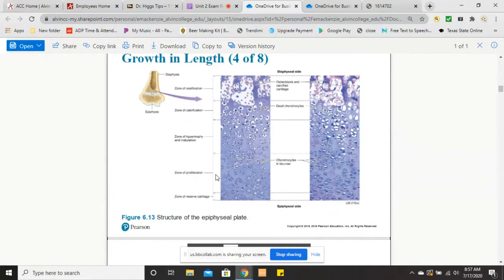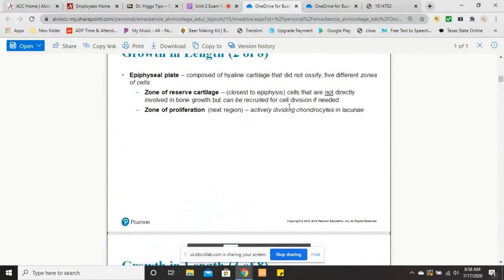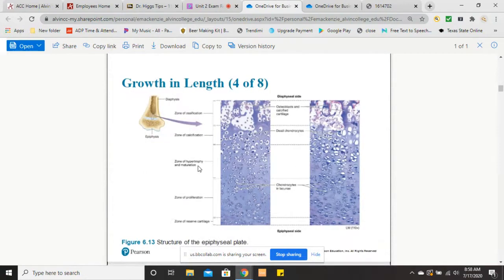Again, it tells you the name. Here, your chondrocytes are going to proliferate. They're going to do mitosis and cytokinesis and split into daughter cells. So this is where you're going to have lots of chondrocytes. That's why when you look at them, the zone of reserve cartilage is smaller. Then all of a sudden, it gets bigger in the zone of proliferation because your chondrocytes are proliferating. They're making more cells here. And then once they make more cells, they'll move on to the zone of hypertrophy and maturation.